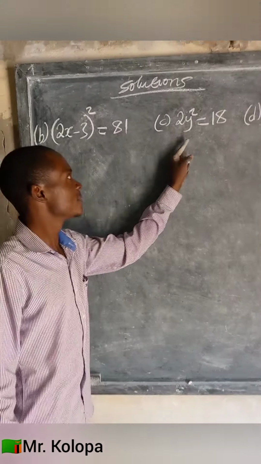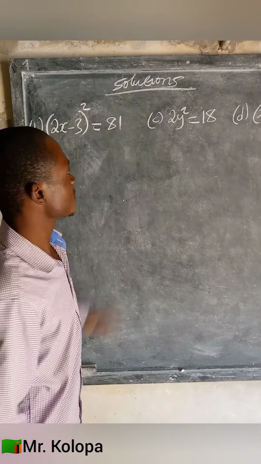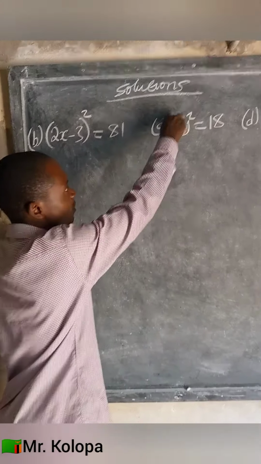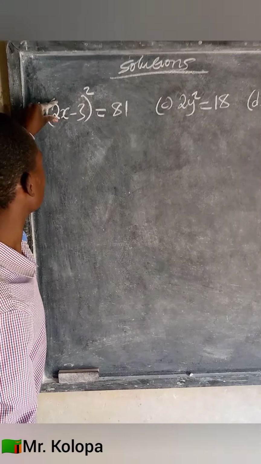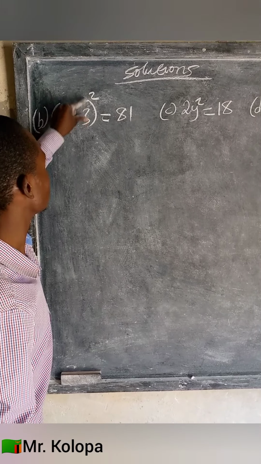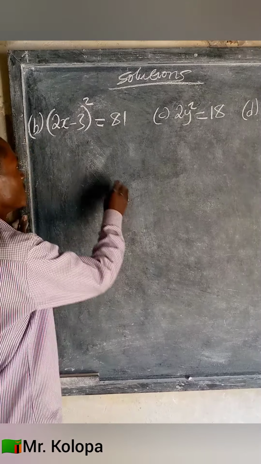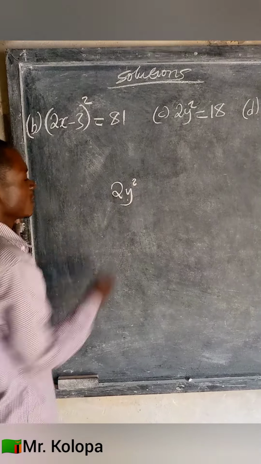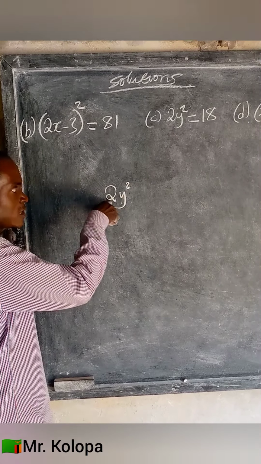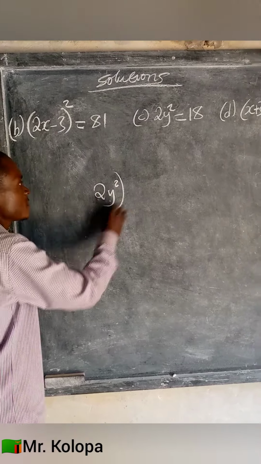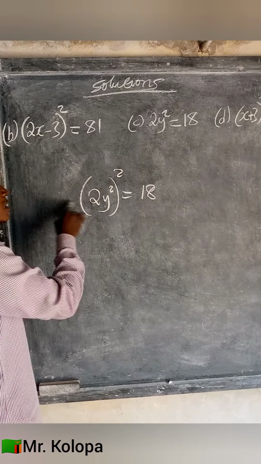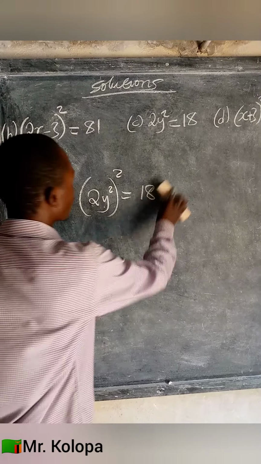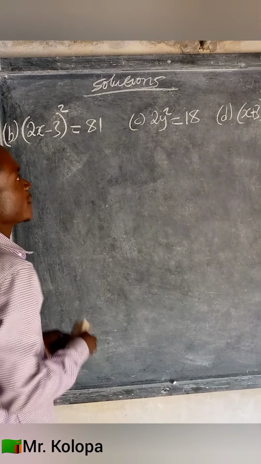Question C now. Question C, if you look at this one, you can't just go and introduce the square root. It's different from this one. This one we had 2x and negative 3, they are all squared. But here we have 2y squared, meaning only y is squared, 2 is not squared. Unless we have something like this, that's when we can introduce the square root. So in that case, we need first to get rid of the 2.